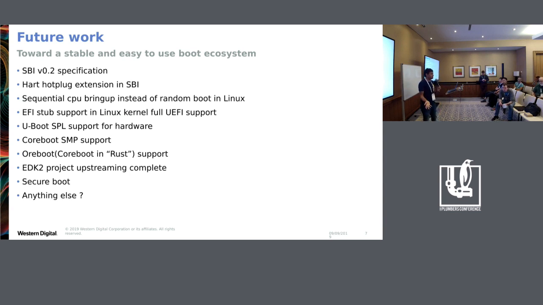Next, EFI stub, we discussed heavily. We need that for EFI support. And then in parallel, like these are different, U-Boot SPL support for hardware. That's required if you want to remove FSBL and have a more upstream standard way of doing first stage bootloading. Coreboot SMP support, that's still missing. We spoke to a couple of coreboot guys. They are still deciding how to go ahead and do it. If anybody has experience in coreboot, can take a look. And then EDK2, as I said, the project upstreaming is going on. So hopefully it will complete once we have EFI stuff.